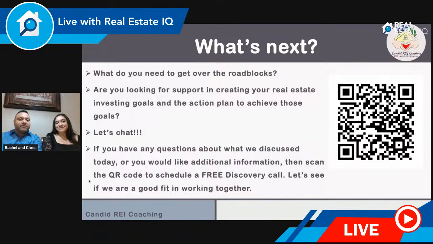Our last slide here is a QR code for a discovery call. So basically, if you like what we have to share, this is just a little bit of what we can help you with, and hopefully you're gaining value from this. If you need any help in your real estate investing journey, if you're stuck somewhere, maybe with verbiage or how to talk to people or whatever it is, we all get caught up in something.